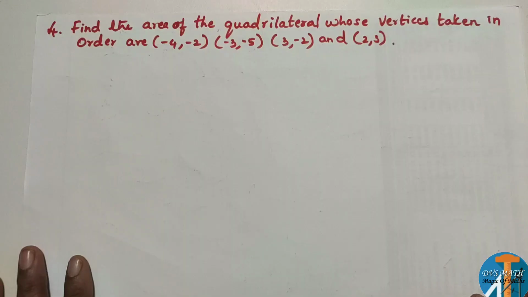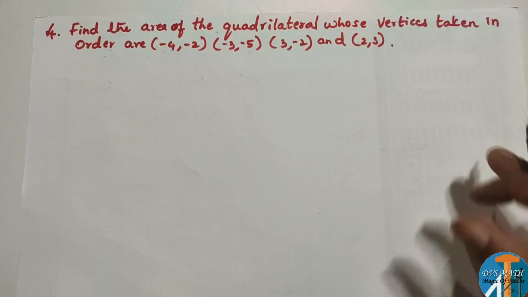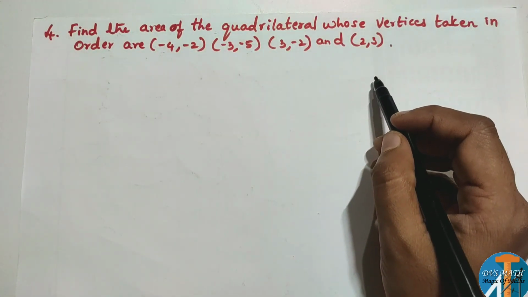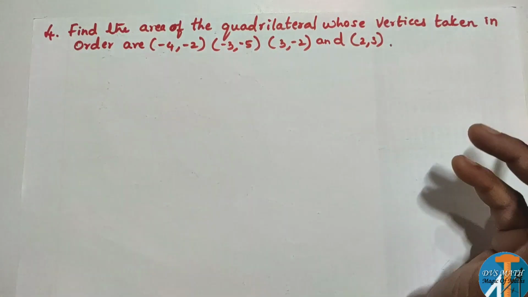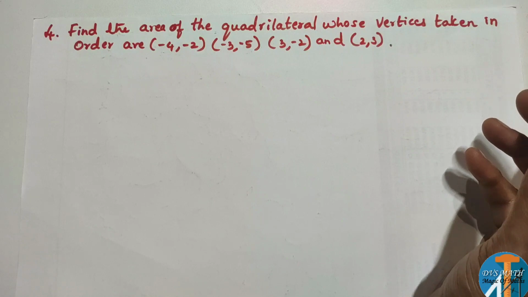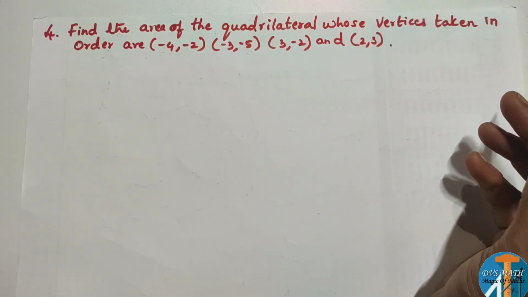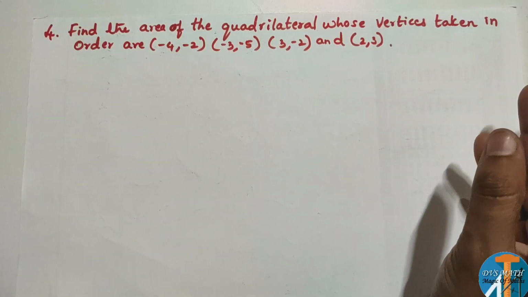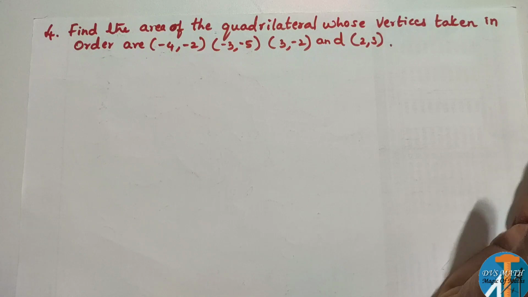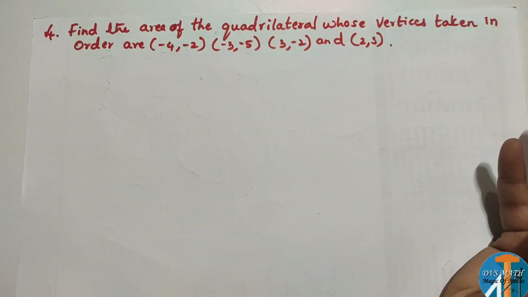Find the area of quadrilateral whose vertices are taken in order. Now I think the same question you have learnt in your 9th standard, in Heron's formula. Finding the area of quadrilateral, we used to join the diagonal, and the diagonal splits the whole quadrilateral into 2 triangles. Separately you find the area of one triangle and another triangle using Heron's formula, and together you can add, you will get the total area of that quadrilateral.